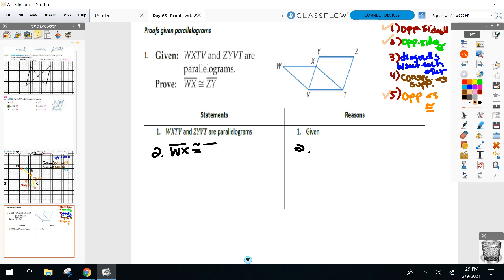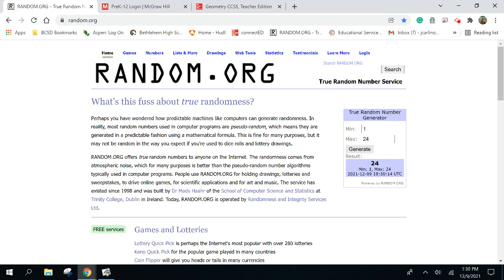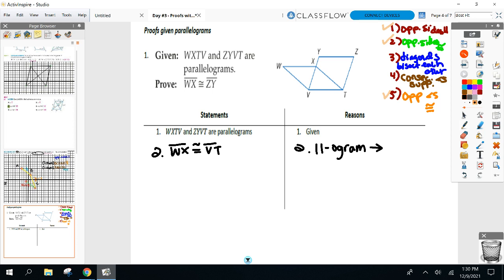WX is congruent to VT. Perfect. I tried to break you guys in yesterday with the reason: parallelogram, or if you want to use the symbol from your textbook, go ahead. Parallelogram implies, tell me the property. What property was just used here? 24, what property was just used? Parallelogram implies opposite sides congruent. Perfect. So I have WX, which is in my proof statement, congruent to VT. At least I have something written down that's in my proof statement.